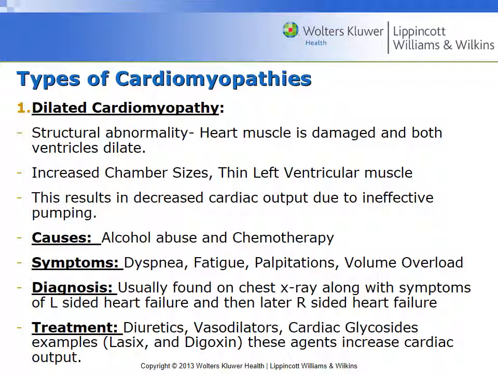The causes of dilated cardiomyopathy include alcohol abuse and chemotherapy. Symptoms include dyspnea, fatigue, palpitations, and volume overload, as the increasing venous return to the heart makes it difficult for the left ventricular muscle to pump the fluid around effectively. Diagnosis is usually found on a chest X-ray, along with symptoms of left-sided heart failure and then later right-sided heart failure. Remember, most of the time heart failure starts on the left side and moves to the right.